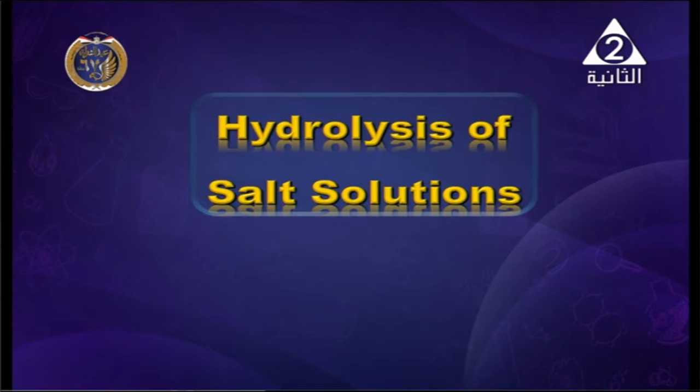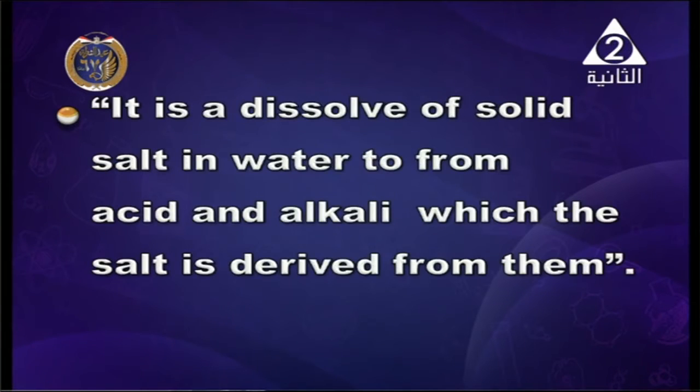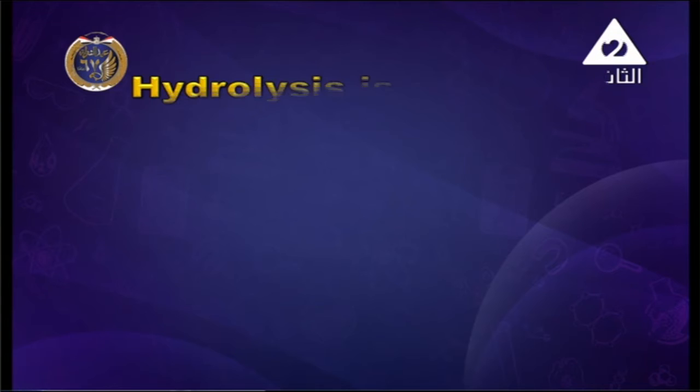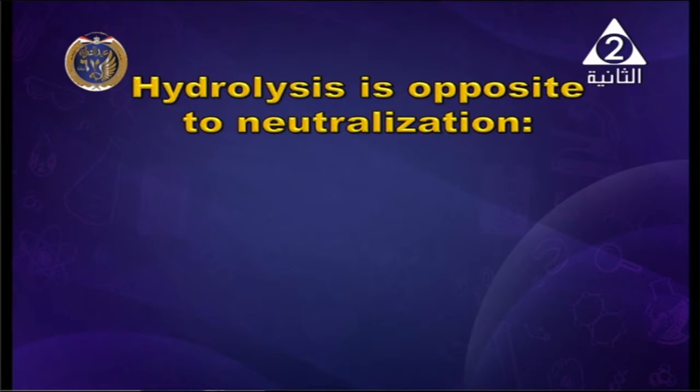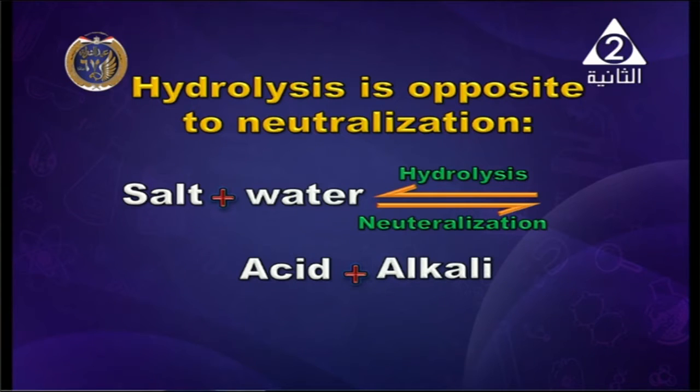Now we are going to discuss the hydrolysis of salts. The hydrolysis means the dissolving of a solid salt in water to form the acid and alkali from which the salt is derived. The hydrolysis is opposite to neutralization. So salt plus water by hydrolysis gives acid and alkali, and the reverse is the neutralization process.